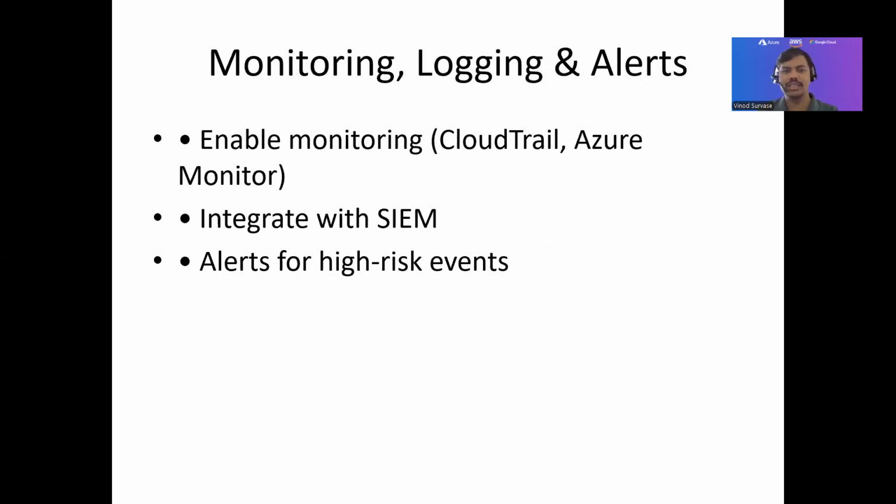The next one is monitoring, logging, and alerts. So here you can see we can enable monitoring across CloudTrail, Azure Monitor, and integrate with a SIEM service, with alerts for high-risk events, right? I have mentioned a few of them here, but across any cloud platform, be it Azure, AWS, or GCP, they do have so many different monitoring, logging, and alerting capabilities available, right?